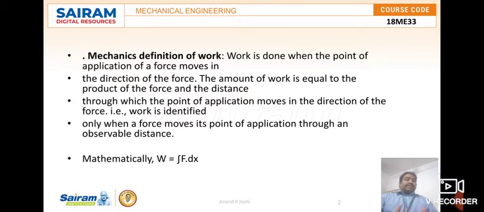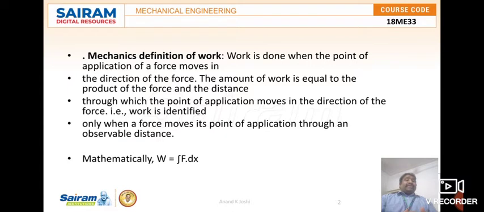We can mathematically express it as W is equal to F into dx, where dx is a very small displacement, the change of position. The cause of change of position itself is work. Here we are applying a force, so in the direction of force itself the object can move. This is the definition in the case of mechanics.